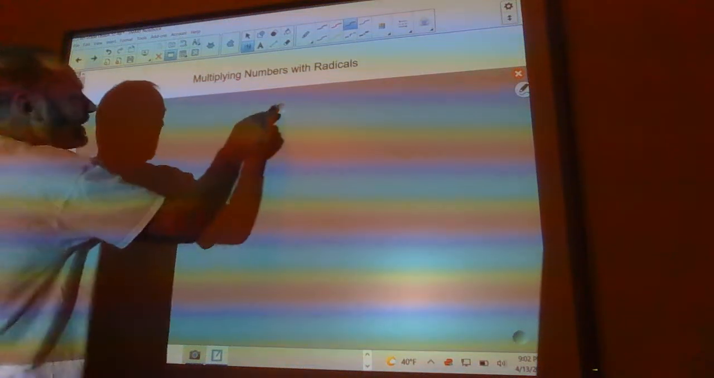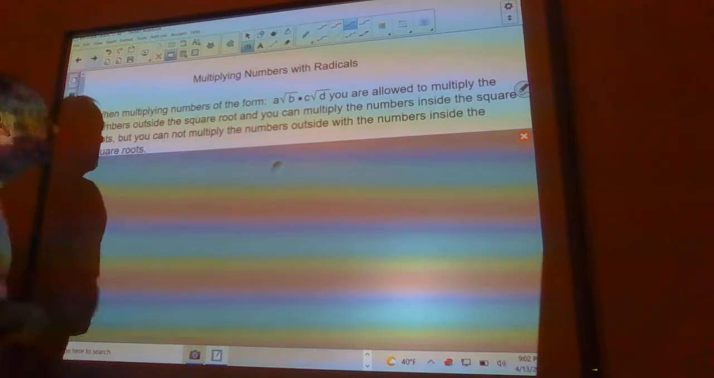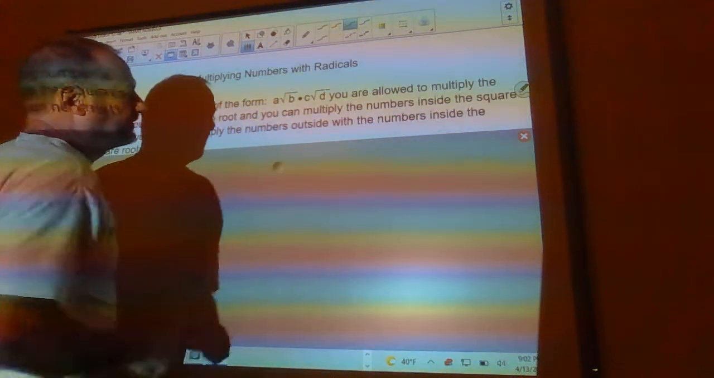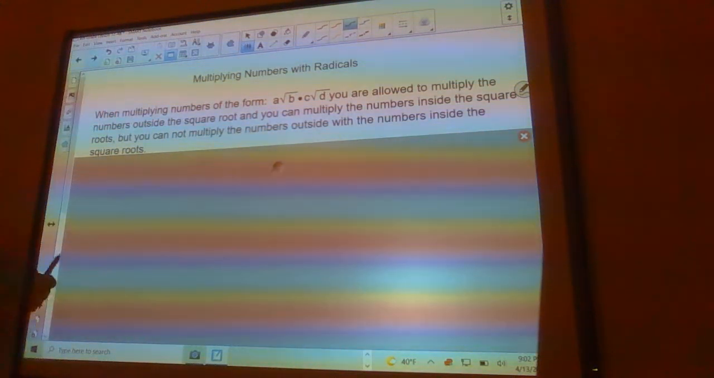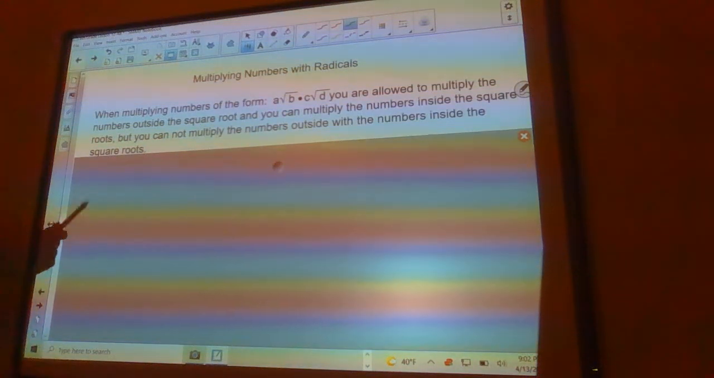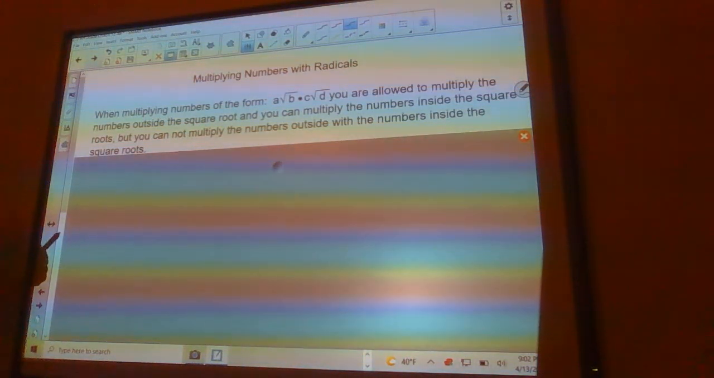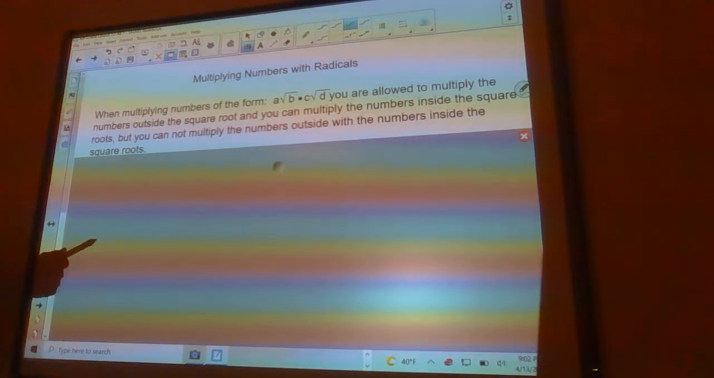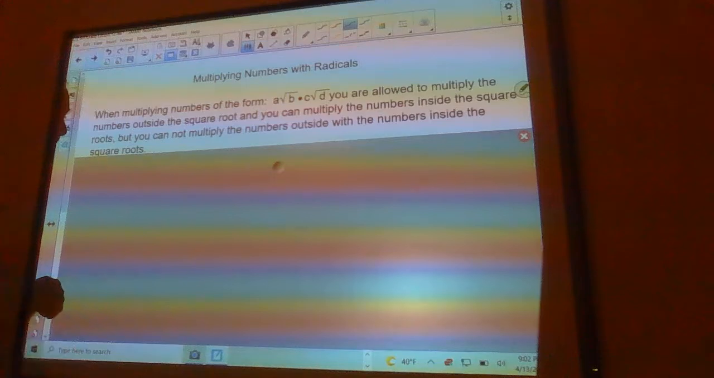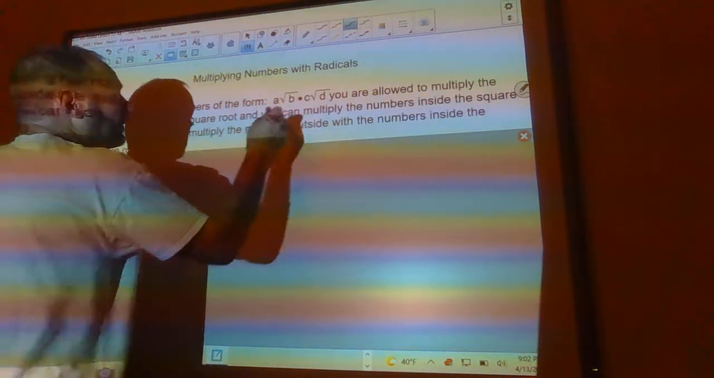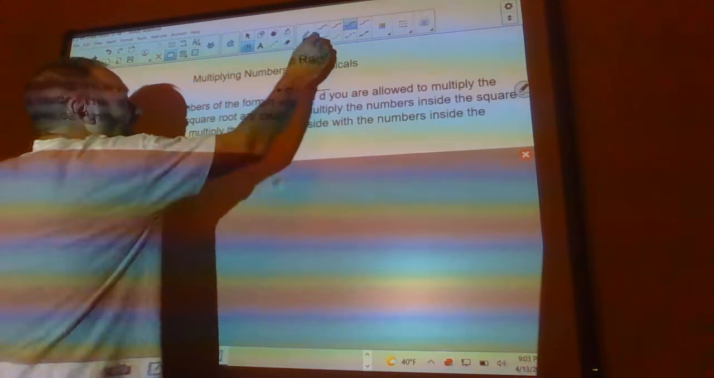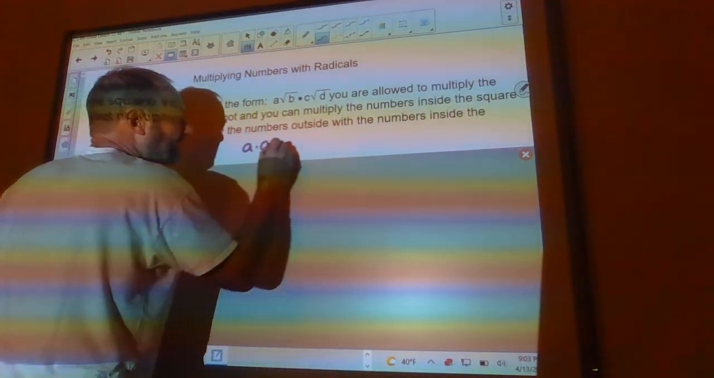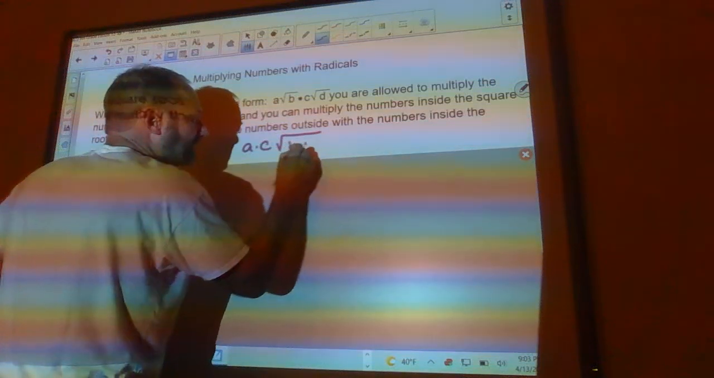Okay, multiplying numbers with radicals. So if you're multiplying numbers of the form a times the square root of b times c times the square root of d, you are allowed to multiply any numbers that are outside the square roots, and you're allowed to multiply any numbers inside the square roots. What you can't do is multiply a number outside a square root with a number inside the square root. So basically on this, I can take a times c, and then I can do the square root of b times d.